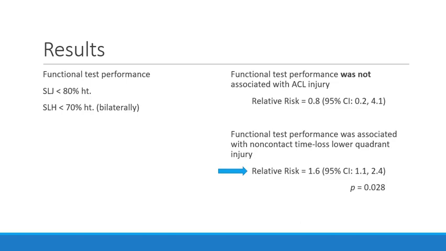However, those with lower functional test performance scores were at a greater risk of having any non-contact time loss lower quadrant injury. They were 1.6 times more likely to experience an injury to the lower quadrant region.